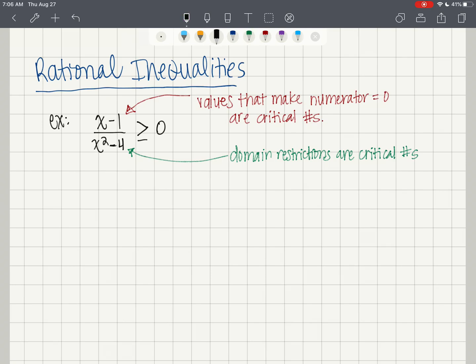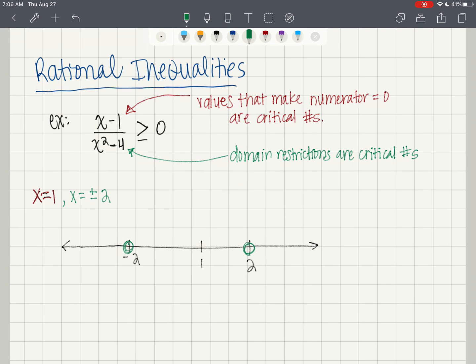So what would our critical values be here? Our critical values would be 1 from the numerator. I should write that in red so it's color-coded. And then from the denominator, x equals +2 and -2. And +2 and -2 are completely restricted, so those are going to be open circles. So I'm going to have -2, +1, +2. 1, 2, 3, 4 intervals. And I know that -2 and +2 are going to be open circles because they are completely restricted.